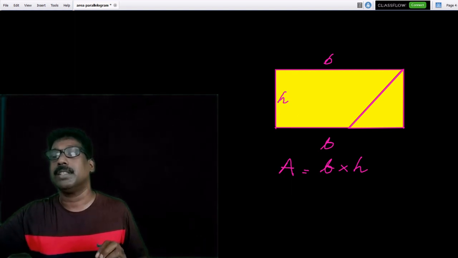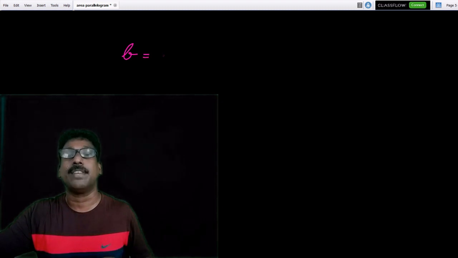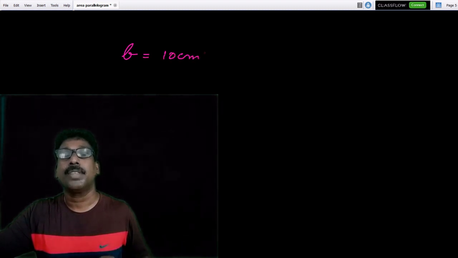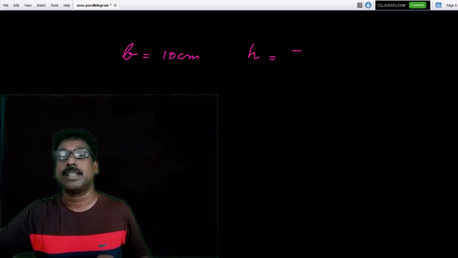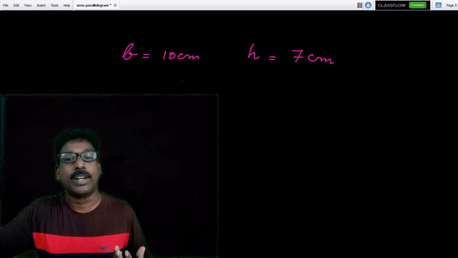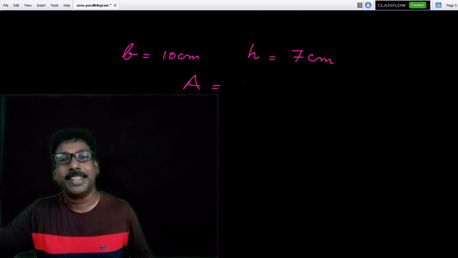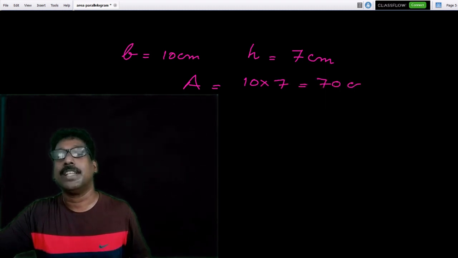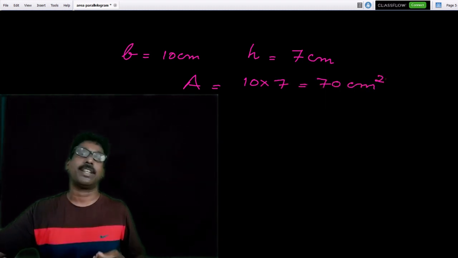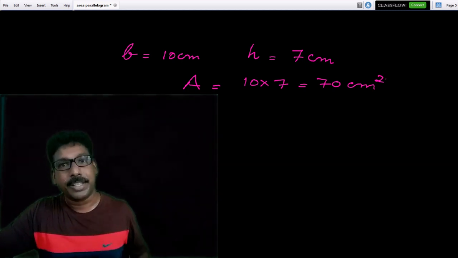Now let me discuss a question. Suppose the base is given as 10 centimeter and the height of the parallelogram is given as 7 centimeter. Now can you find out what's the area? Do find it out. It is very simple. Yes, it is equal to 10 into 7, which is equal to 70 centimeter square. Area you have to take in square units.